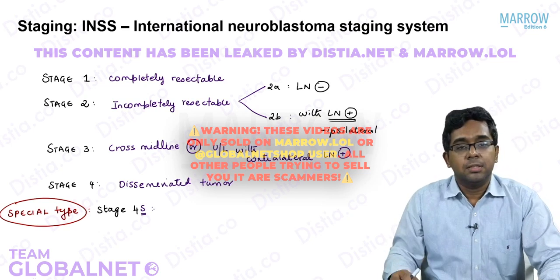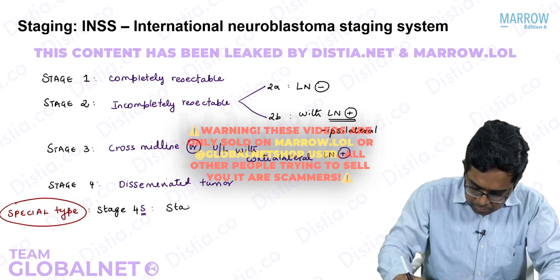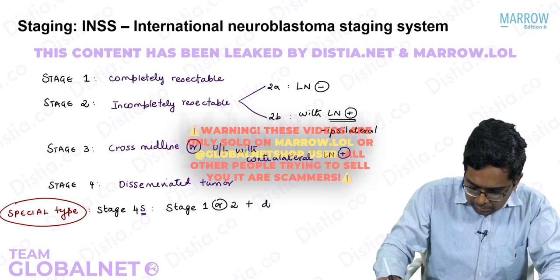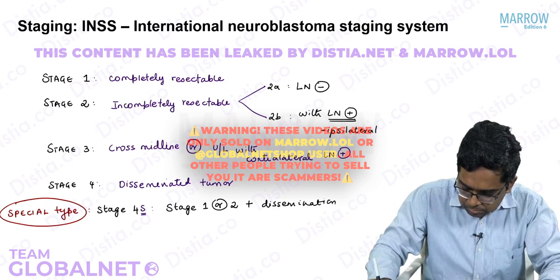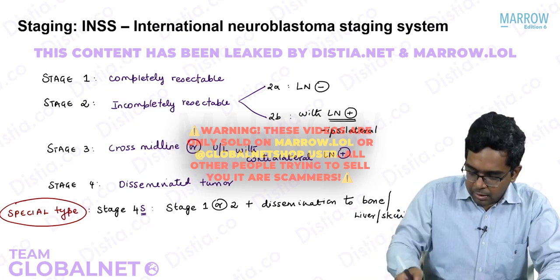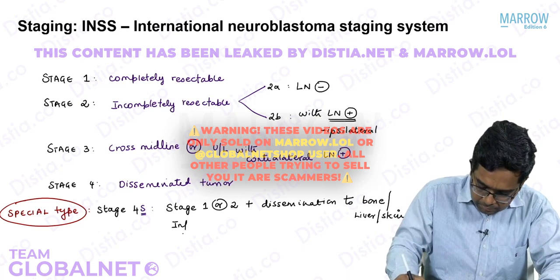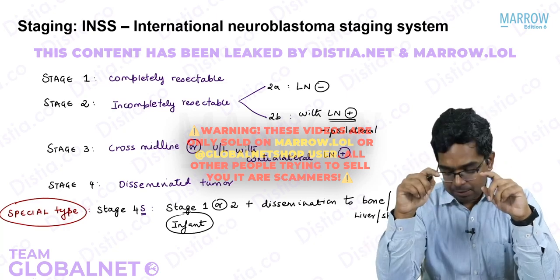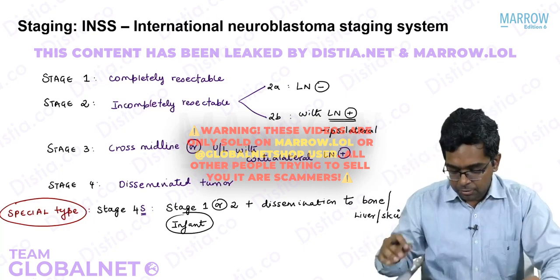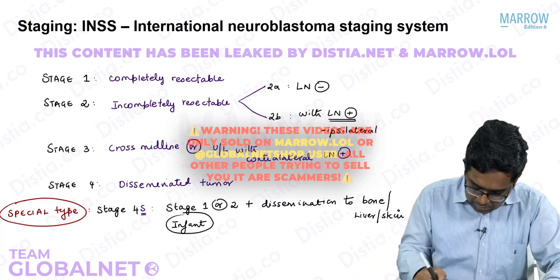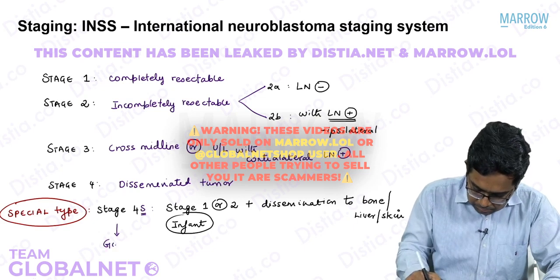It refers to a tumor which is a stage 1 tumor or a stage 2 tumor with dissemination to bone, liver or the skin and noted in an infant. That is a keyword, noted in an infant. That means a child less than 1 year. You notice this type of tumor, it is called stage 4S. The importance of this is because stage 4S has got a good outcome.